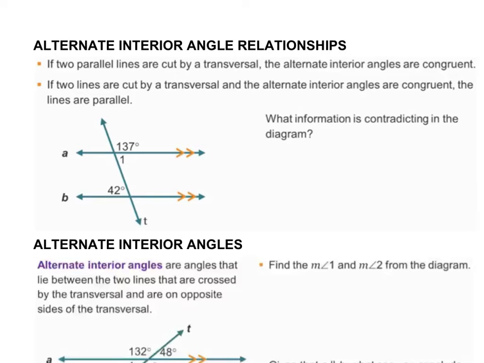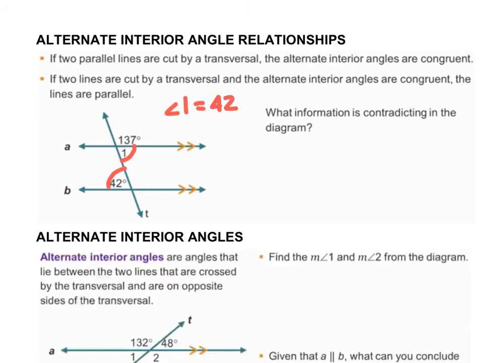So in this example, you have these two lines, A and B, and they're parallel. And you have a transversal. Looking at this diagram, I know that these two angles are congruent. If I come in here and here, those two angles are going to be congruent. So angle 1 is equal to 42 degrees. All I'm doing is looking at this diagram and saying, these are alternate interior angles, and these lines are parallel, so I can automatically tell what angle 1 is.